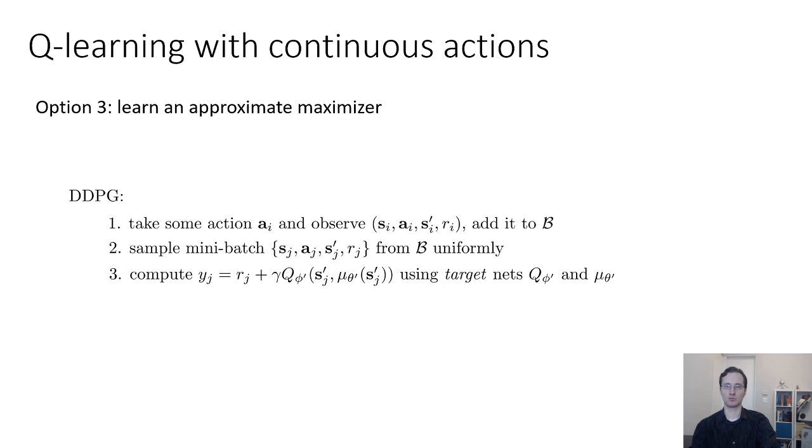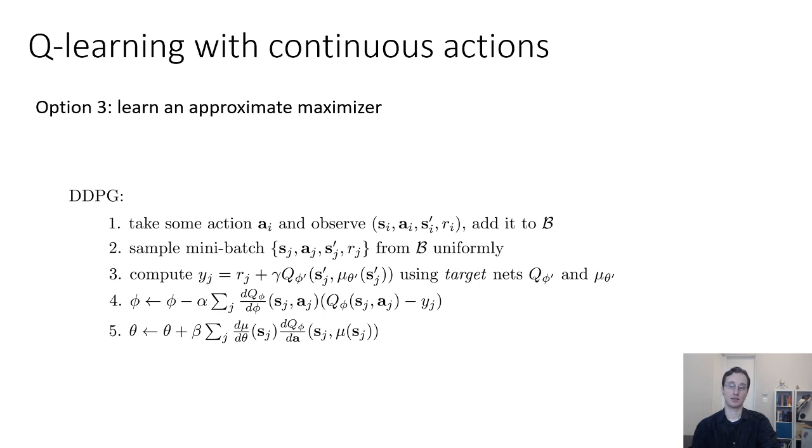Step 3, compute your target value, and now instead of using the argmax, you're going to use mu theta. And in fact, you're going to use mu theta prime. So you actually have a target network for q phi prime and a target network for mu theta prime. And then step 4, just like in Q-learning, perform a gradient update on phi. And additionally, we'll now perform a gradient update on theta. So the gradient on theta uses that chain rule derivation for the gradient that I showed in the previous slide. So it takes the derivative of the q value with respect to the action, and then multiplies that by the derivative of the action with respect to theta, which is just backpropagation through mu.